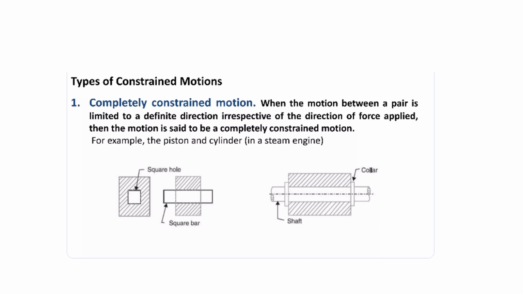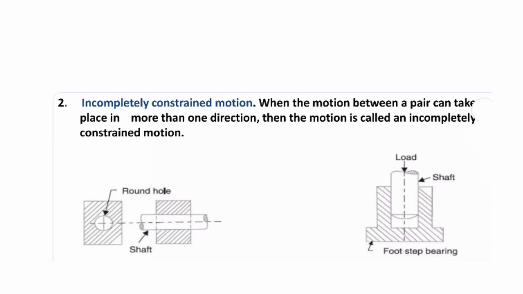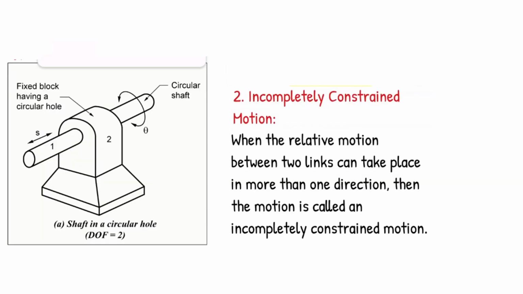For example, the piston and cylinder cannot move any other way, and that relative motion is in a definite direction. We call it completely constrained. The second one is incompletely constrained, where motion takes place in more than one direction. When you take a round hole and a round ball, it will move along and it can also rotate. If it is in more than one direction, we call it incompletely constrained.